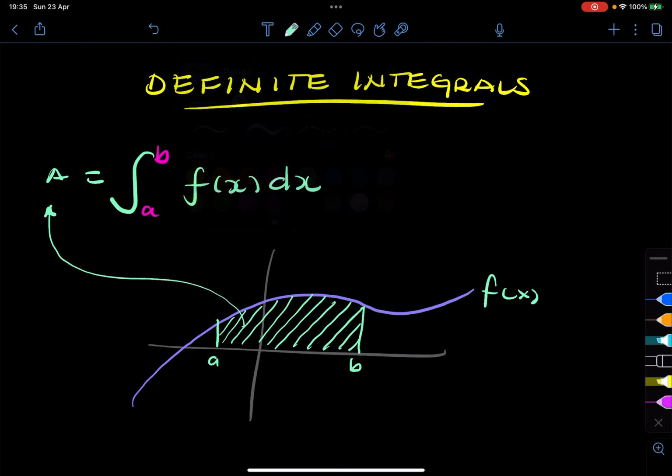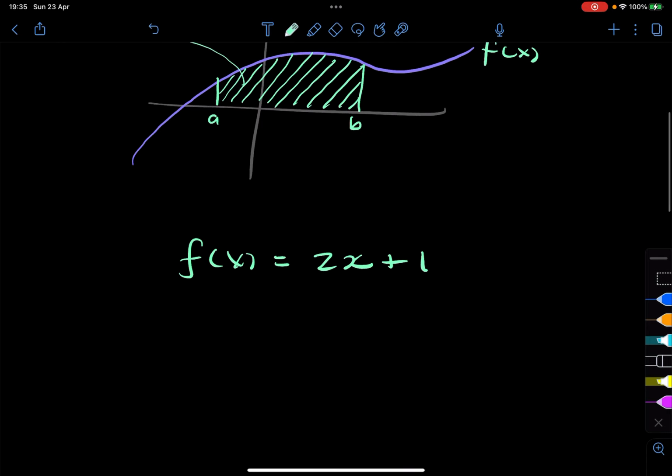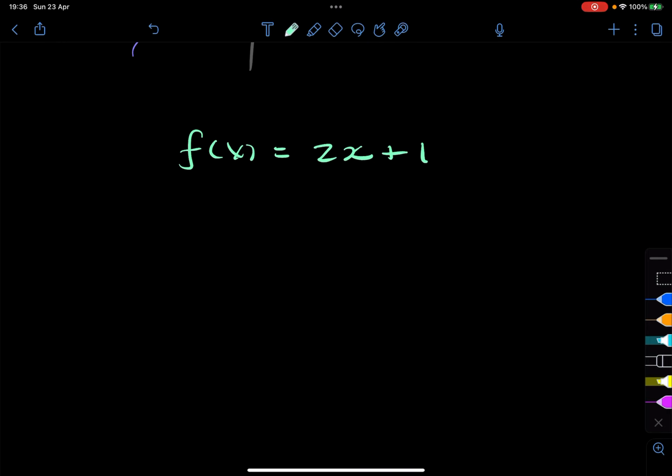So let's take a quick example. Say f of x was something like, I don't know, 2x plus 1. So it's a straight line. And we wanted to integrate to find the area between 0 and 5. So we'd integrate 2x plus 1 dx from 0 to 5.